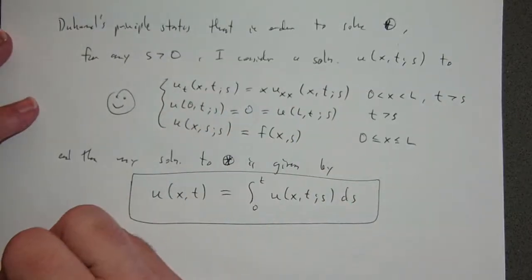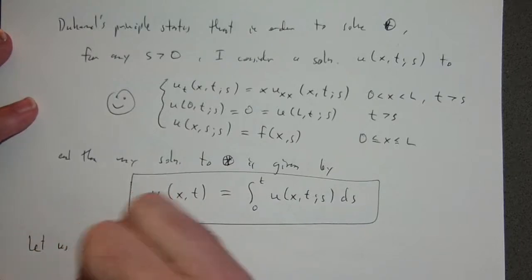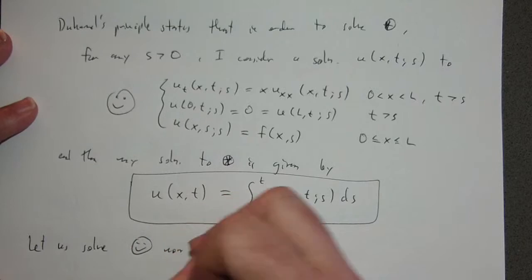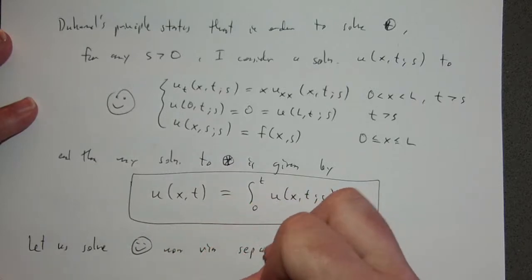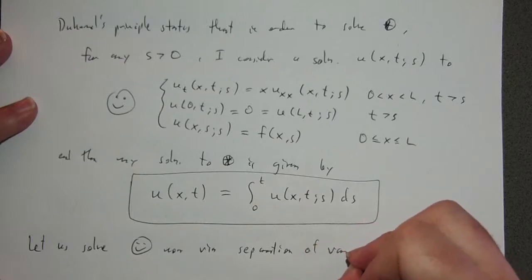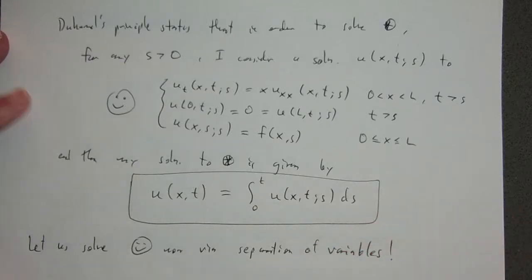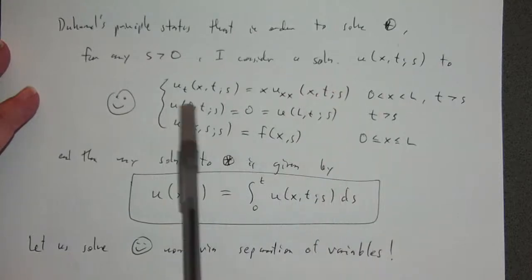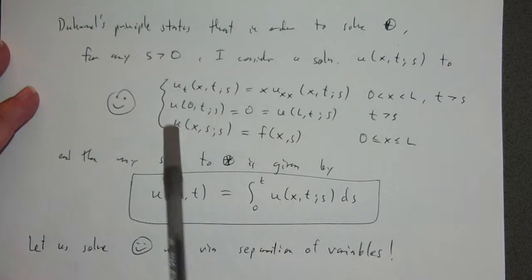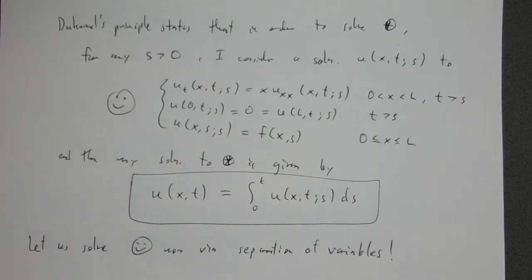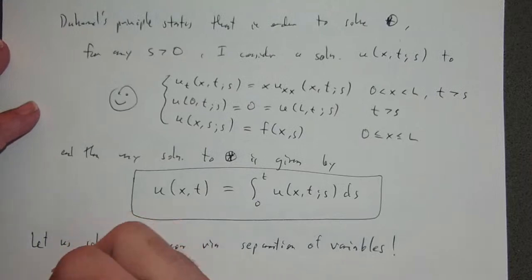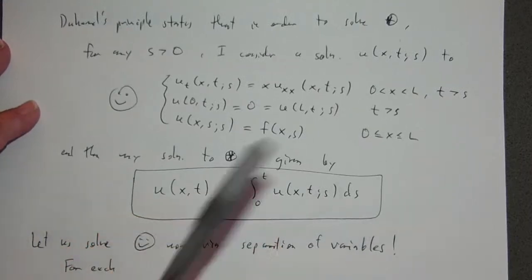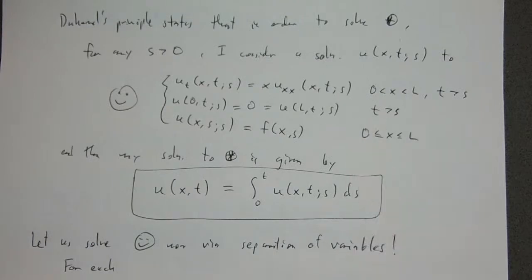So let us solve smiley face now via separation of variables. How do we do this? Well, I know exactly how to solve it. Again, this is a heat equation. It's homogeneous Dirichlet boundary conditions with my initial data given by this f. So how does this work? Well, the only difference here between this and what I have before is that I have this parameter s floating around. How does that impact my solution?